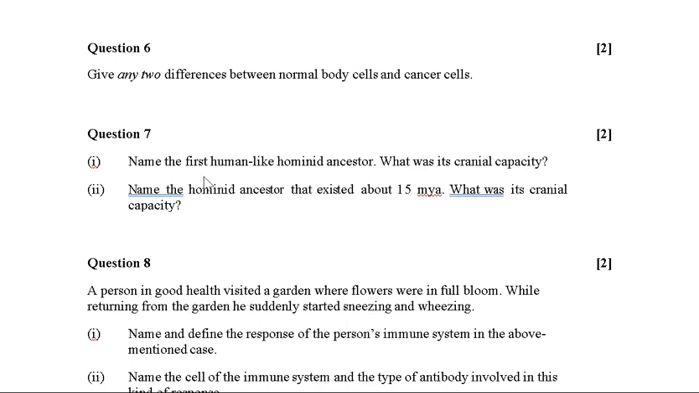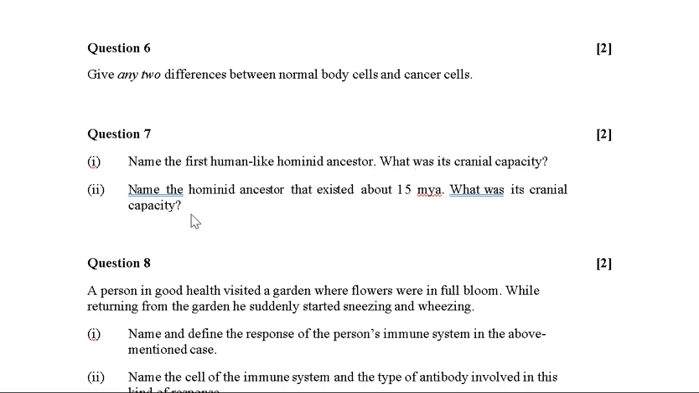Name the first human-like hominid ancestor. The answer for this question is Homo habilis. What was its cranial capacity? 650 to 800 cc. So the first human-like hominid ancestor was Homo habilis, and cranial capacity was 650 to 800 cc.